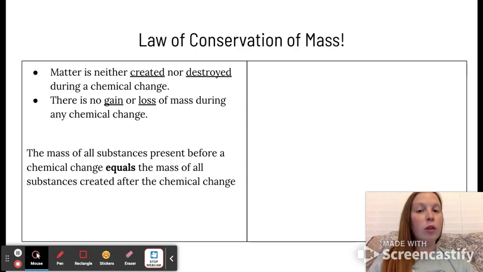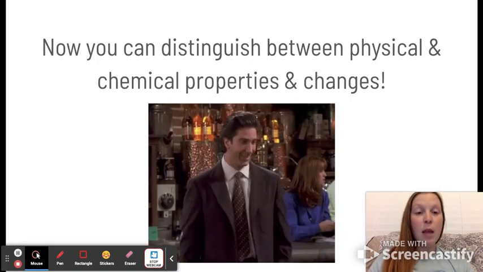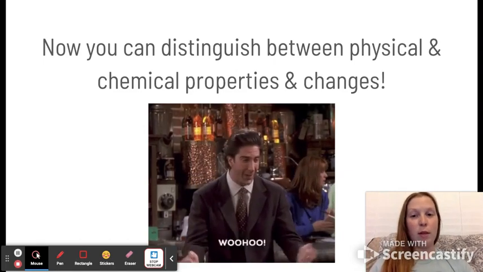The mass of all of your substances present before the chemical change, your reactants, should equal the mass of your substances after the chemical change, your products. Okay, so now that we've gone over that, you should be able to distinguish between physical and chemical properties and changes.